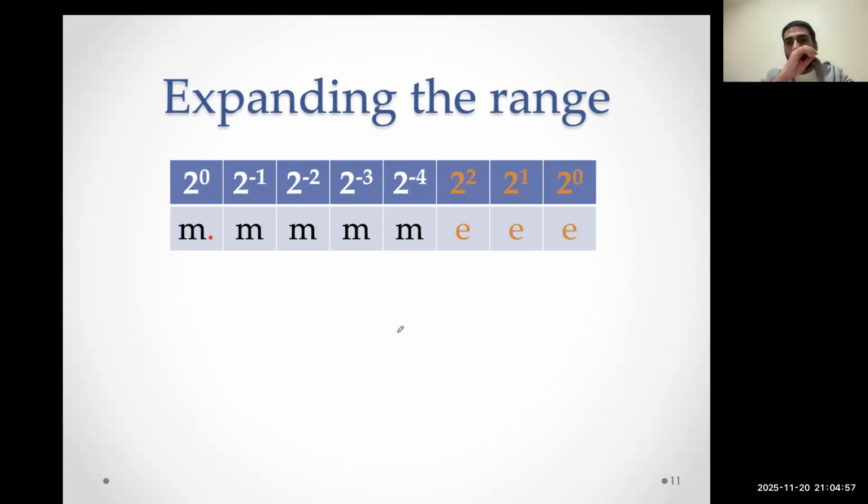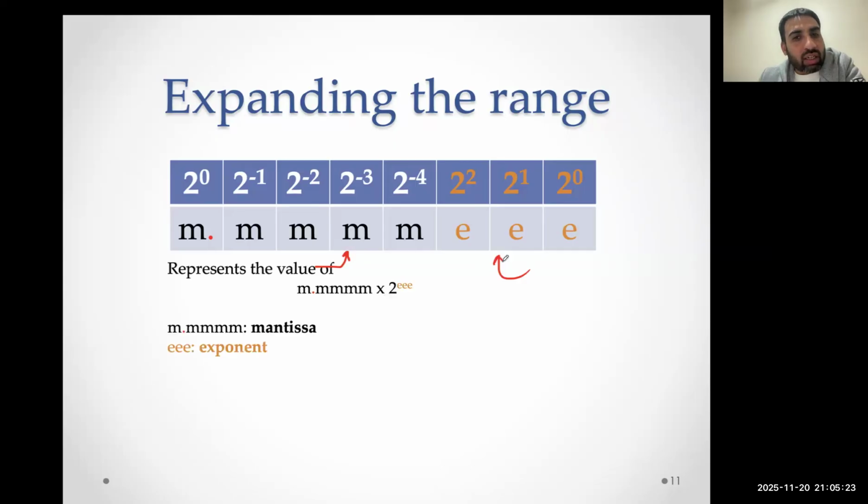So for that, what we do is that we use a different format, or a different approach. We format our fractional numbers, or floating point numbers, by dividing them into two components. One which is known as mantissa, indicated here by M, and the other which is known as exponent, indicated here as E, right?